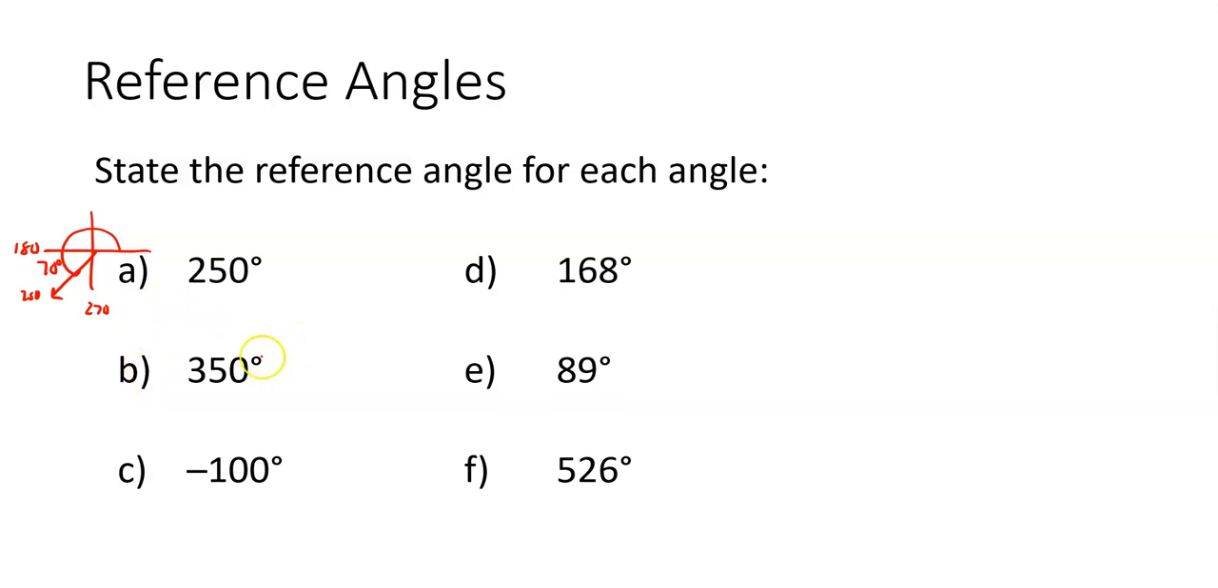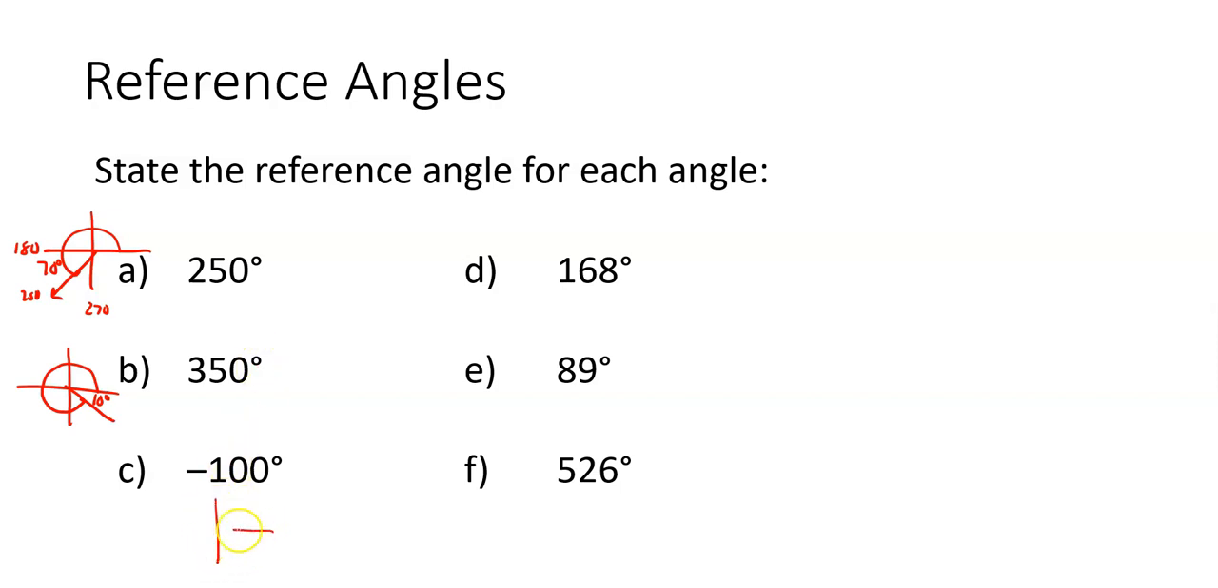How about 350? Ooh, that's almost all the way around the unit circle. Or the circle, I should say. 360 would be all the way around. This is 10 degrees shy of 360. So the reference angle for 350 degrees is 10 degrees. 89 degrees is its own reference angle. It's pretty close to the top of that circle, but not past 90, so it is its own reference angle. Ooh, how about negative 100 degrees?